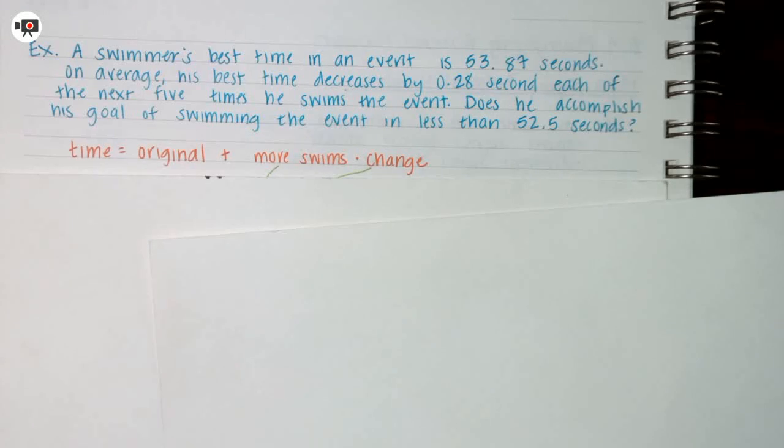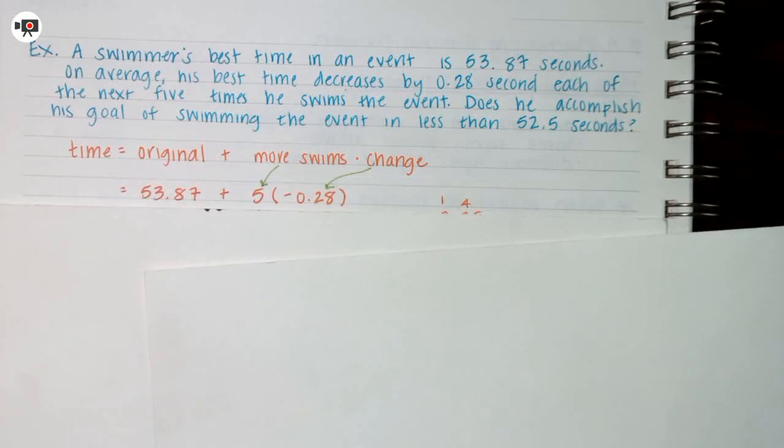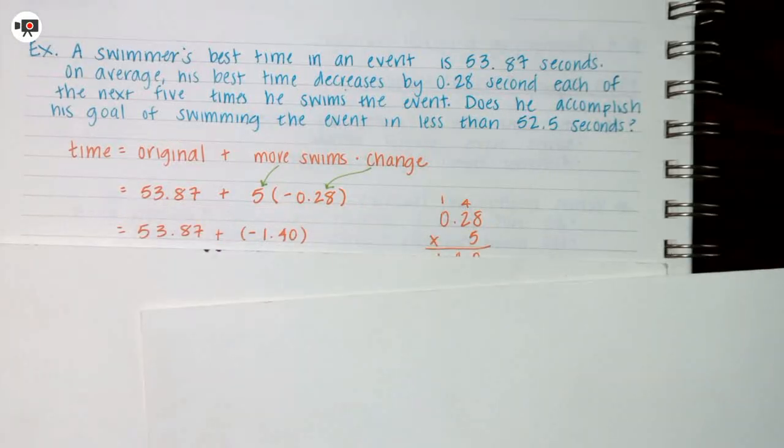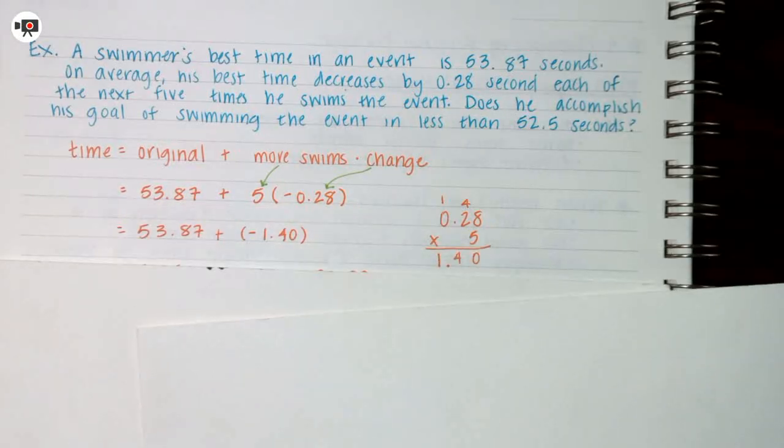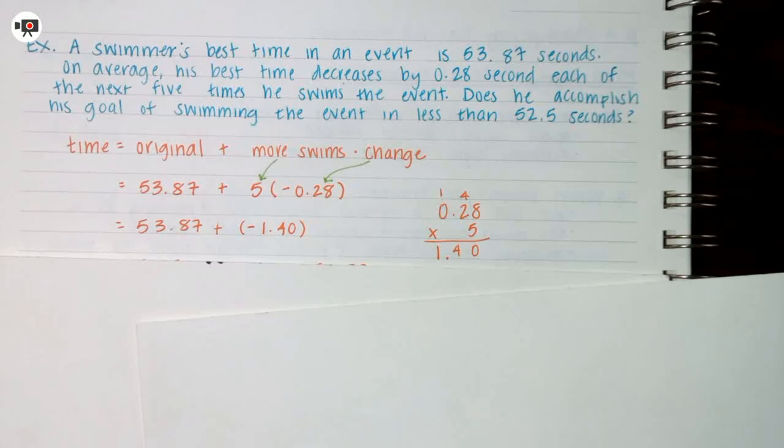So to get his time, we take the original and add how many more swims he did multiplied by the change in time. So his original time was 53.87, he swam 5 more, and the change is negative 0.28 because it decreases. His time goes down each time. So then if I multiply those, I get negative 1.4.